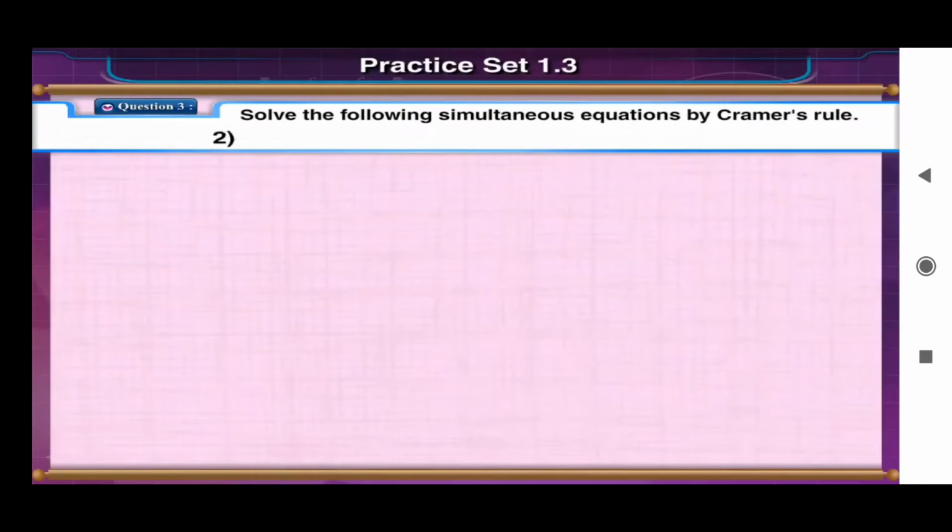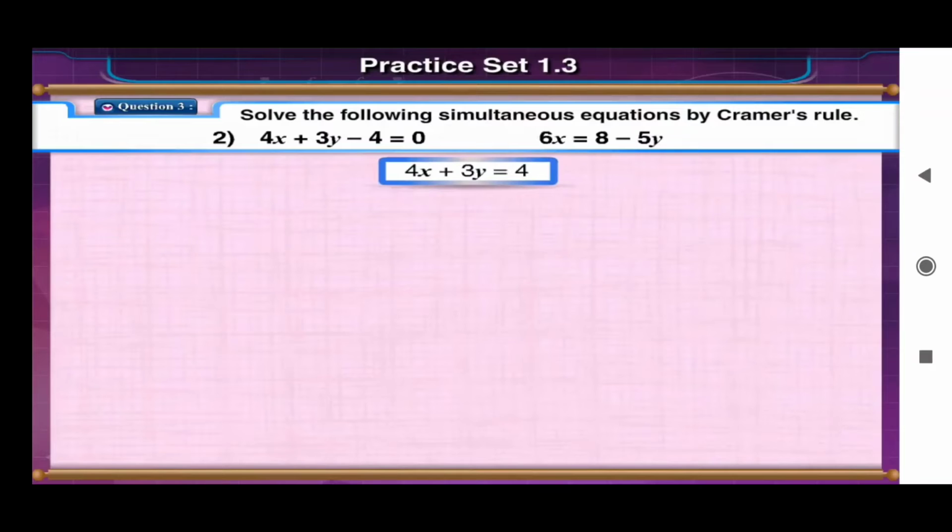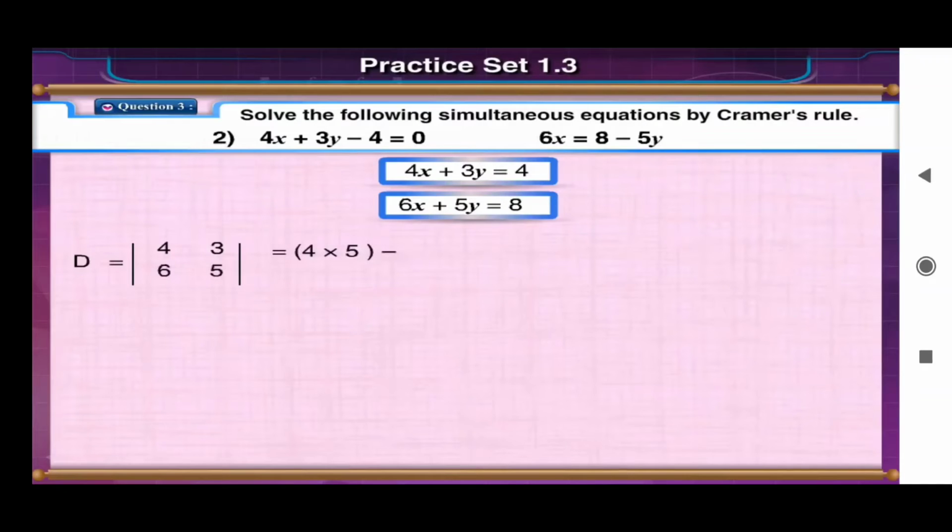Two. 4x plus 3y minus 4 is equal to 0 and 6x is equal to 8 minus 5y. So this is equal to 4x plus 3y is equal to 4 and 6x plus 5y is equal to 8. Now, D is equal to determinant of 4, 3, 6, 5, which is equal to 4 into 5 minus 3 into 6, that is equal to 20 minus 18, that is equal to 2.